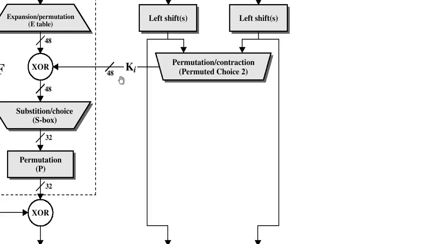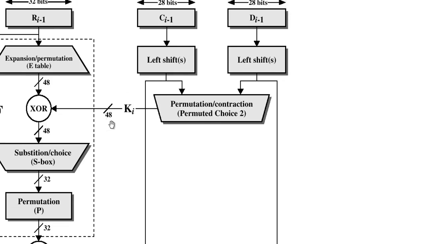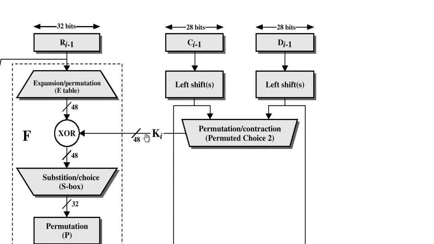Ki is nothing but the round key. Here we can note the size of the key is 48 bits. Initially it was 64, and then the 8th bits are removed, so it is 56. After doing the permutation or the compression, you can see the shape of the block is compressed, and we get only a 48-bit key.